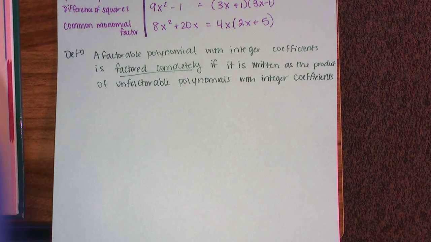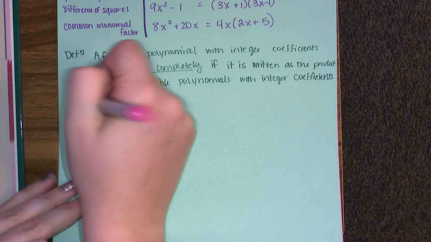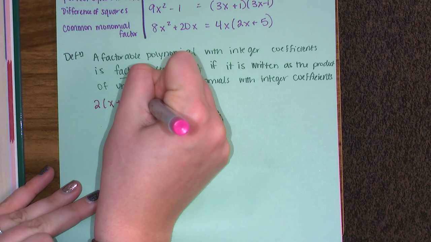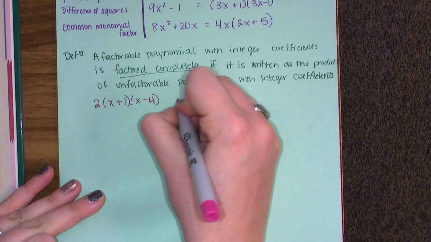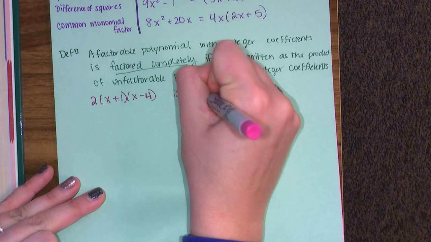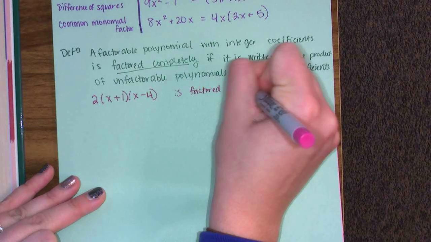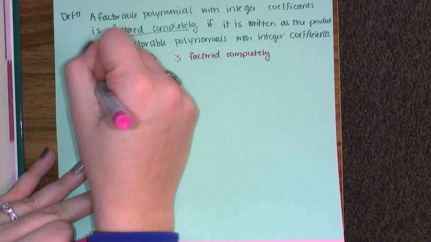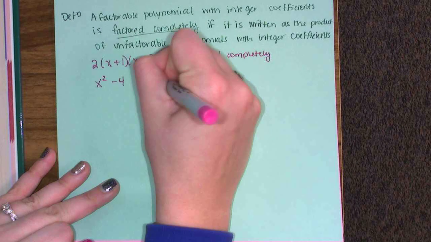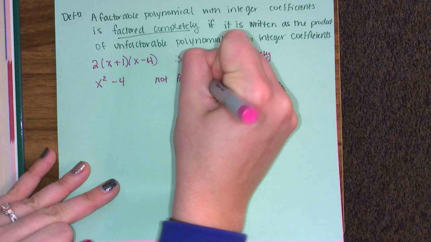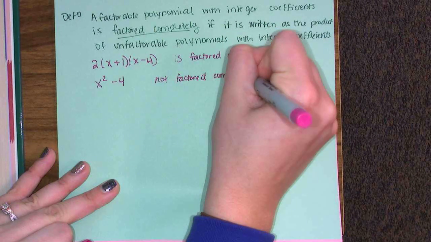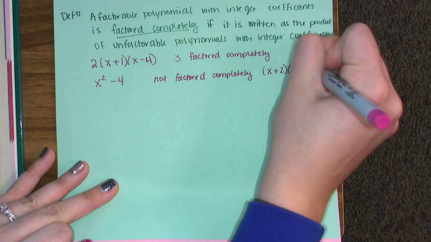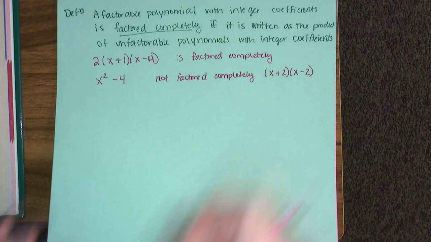Okay, so just a little quick example. Something like 2 times (x + 1) times (x - 4) is factored completely. Okay, it can't be broken down anymore. But something like x squared minus 4 is not factored completely, because it can be broken down into (x + 2)(x - 2). And then once it's broken down like this, it is factored completely.